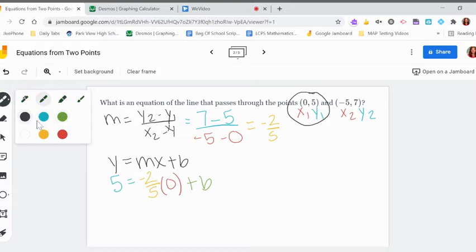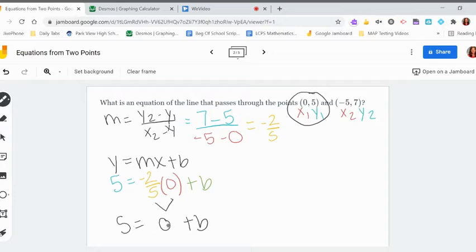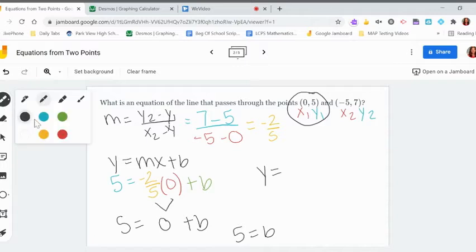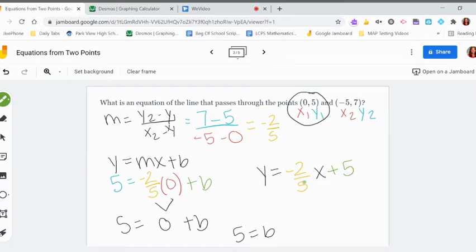So I'm going to multiply negative 2/5 times 0. Anything times 0 is 0. Okay. 5 is equal to 0 plus b. Well, if I add 0 to b, it's just b. So 5 is equal to b. So I'm going to write my equation. y equals my slope, negative 2/5, x, and then I have a 5 here, plus 5. There's my equation, okay? My slope, negative 2/5, and the b that I got, which was 5.